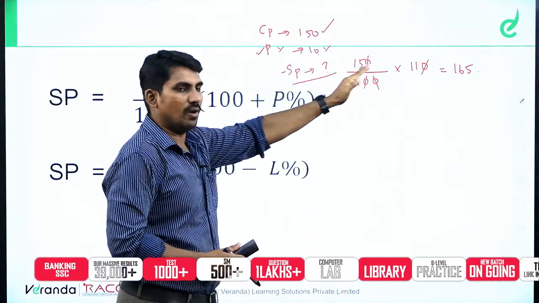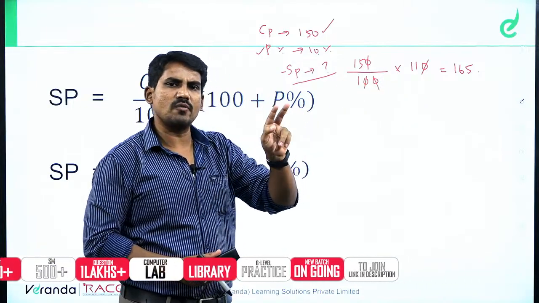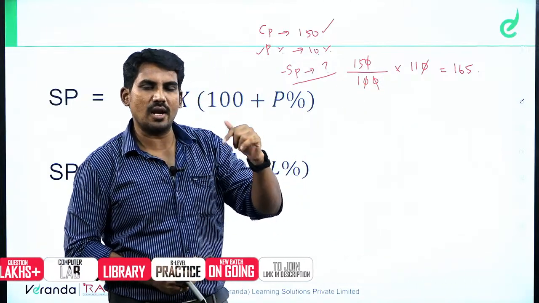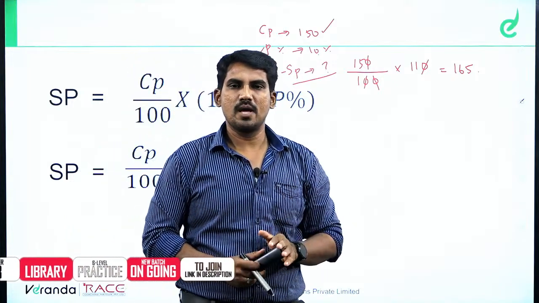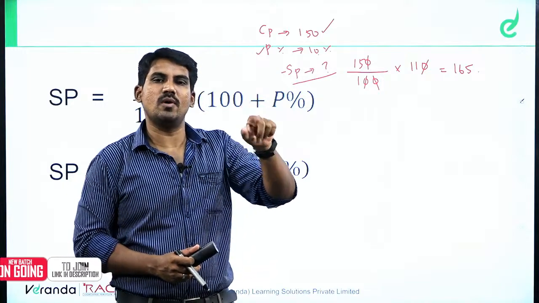100 is CP, what is 110? Profit percentage 10%. What is 120? Profit percentage 20%: 100 is CP, so 120. Profit percentage is 30, how can we calculate? 100 is CP, what is 130?